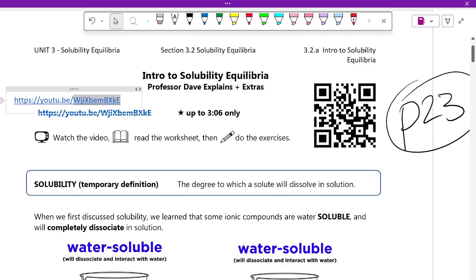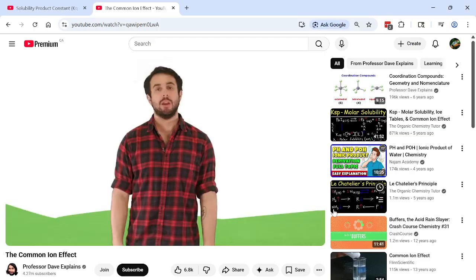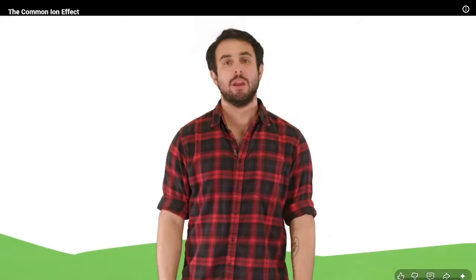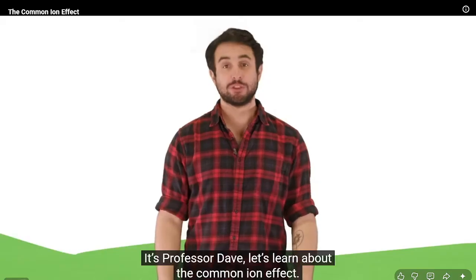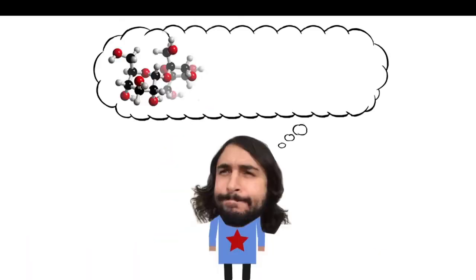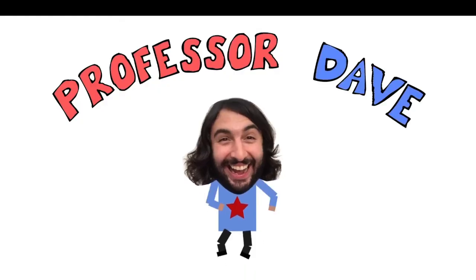Page 23. And now we're going to Professor Dave. Let's make it big. Let's make sure our subtitles are on, although maybe we don't need them. I don't know. We'll try. All right, here we go. It's Professor Dave. Let's learn about the common ion effect. He knows a lot about the science stuff. Professor Dave explains.